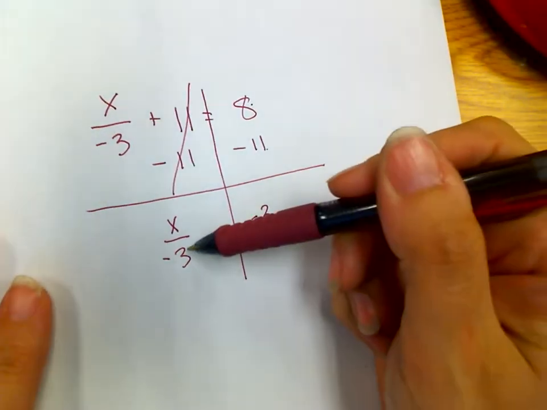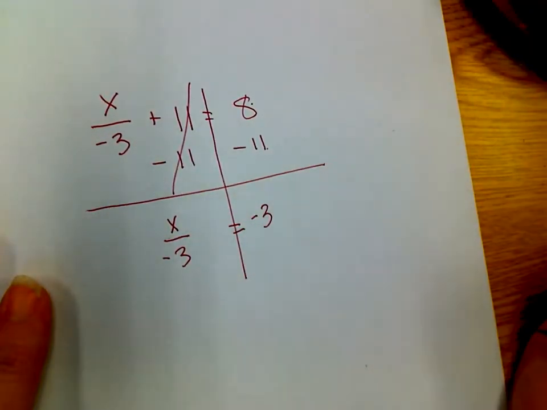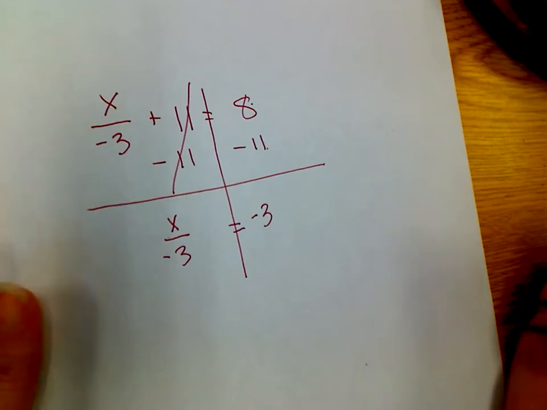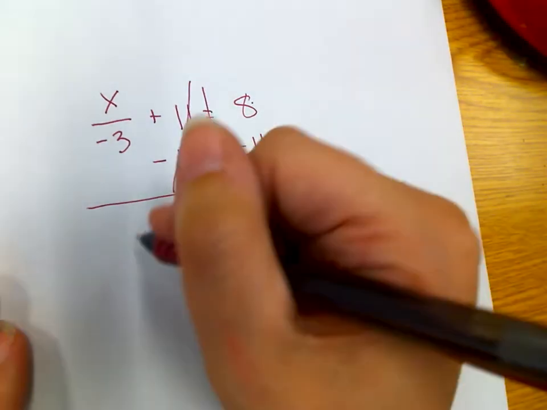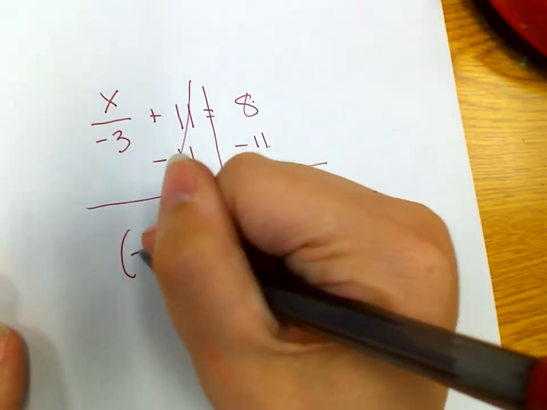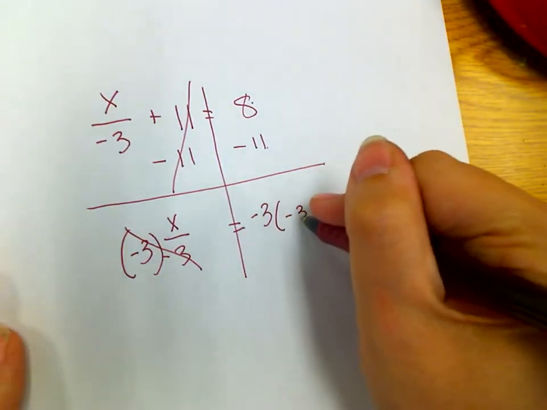So if I'm saying it's divided by negative 3, to get rid of that, I'm going to multiply by negative 3. Why negative 3 and not just positive 3? Because if I'm multiplying or dividing, if I have two negatives, it makes a positive, and I want a positive x. So I'm going to multiply this by negative 3, and that cancels out. So I multiplied that by negative 3.